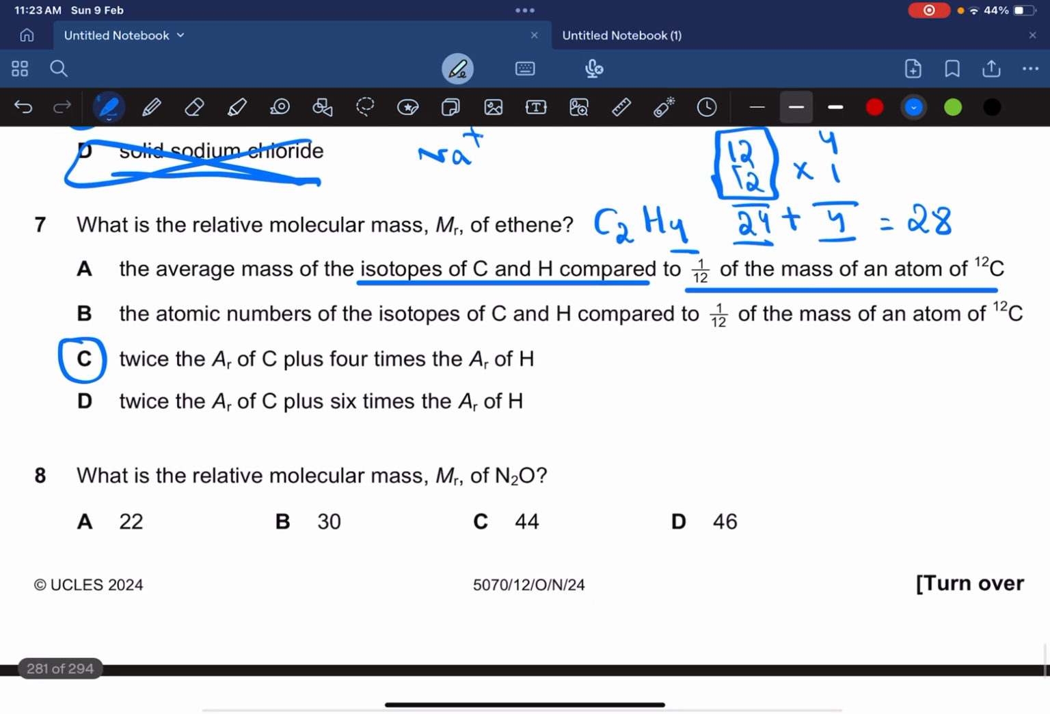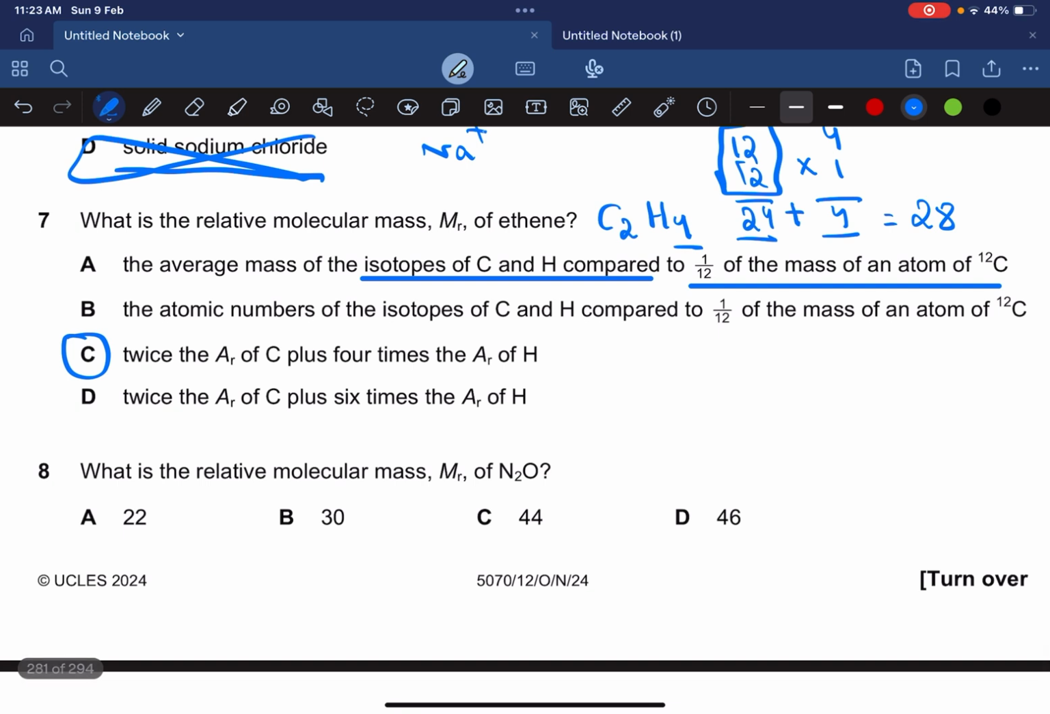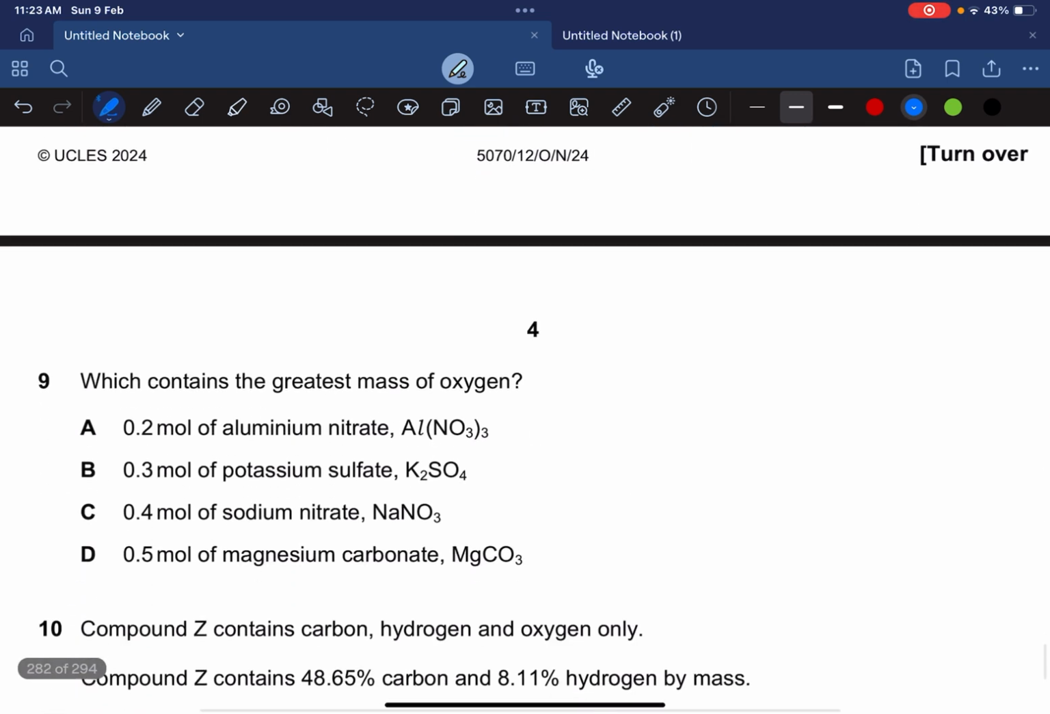Let's move on to question number 8, which says, what is the relative molecular mass Mr of N2O? Nitrogen is 14, so it's going to be 14 times 2, which makes it 28. 28 plus 1 oxygen, which is 16, and that's going to give you 44. So it's going to be option C. You simply have to add it and refer to the periodic table to check the Ar values. I just know them, that's why I'm using them. If you guys don't know them, refer to the periodic table and just be on the safe side, okay?